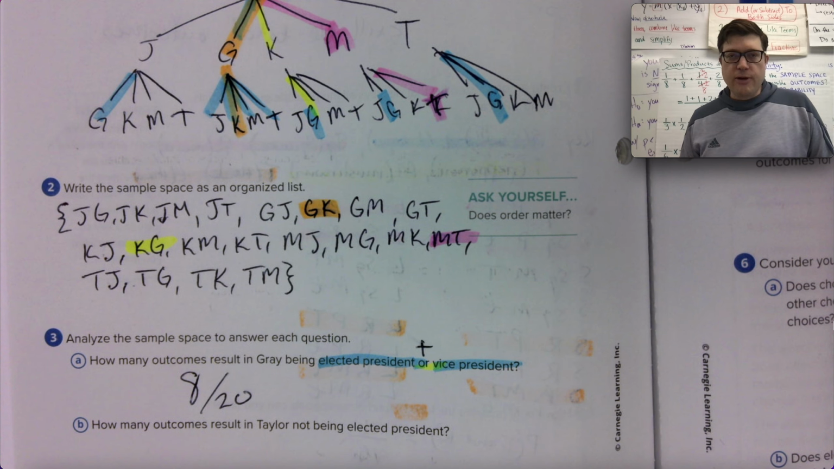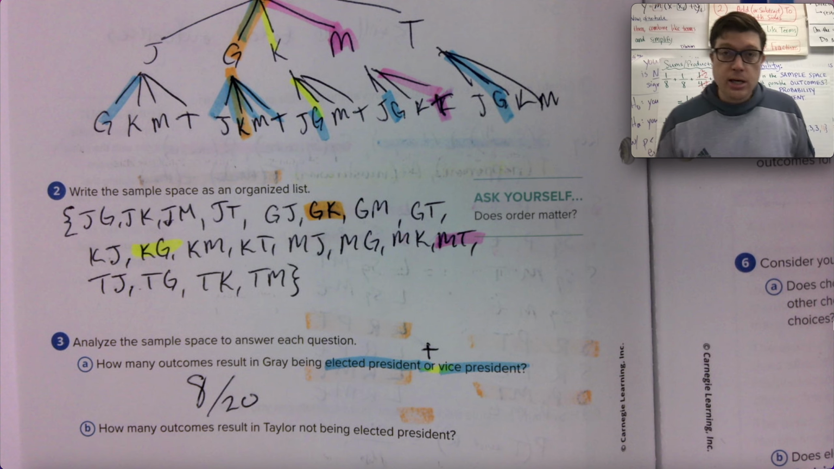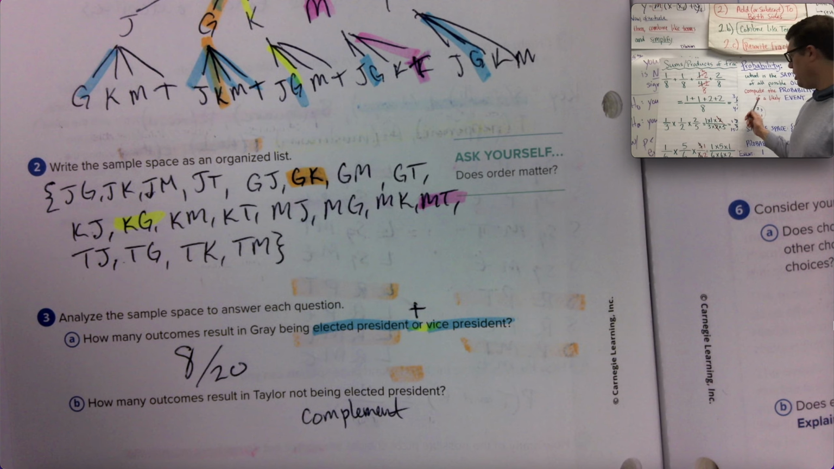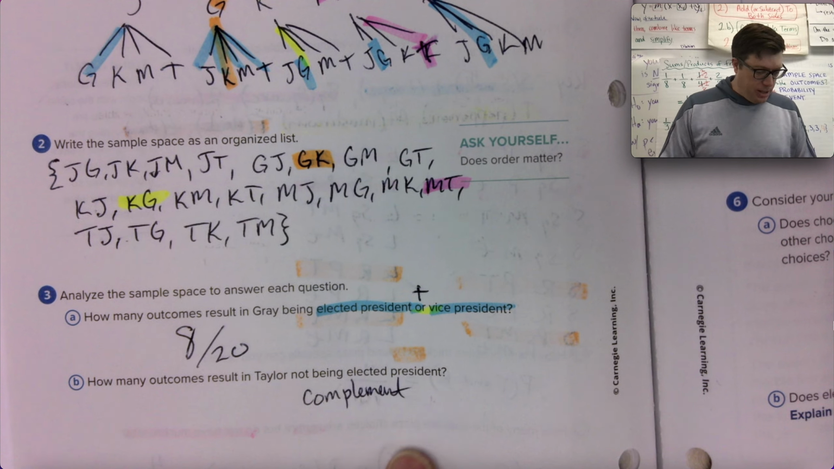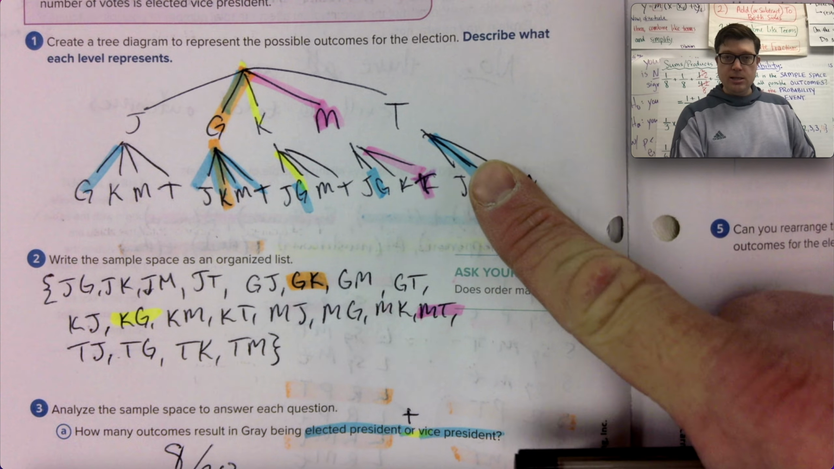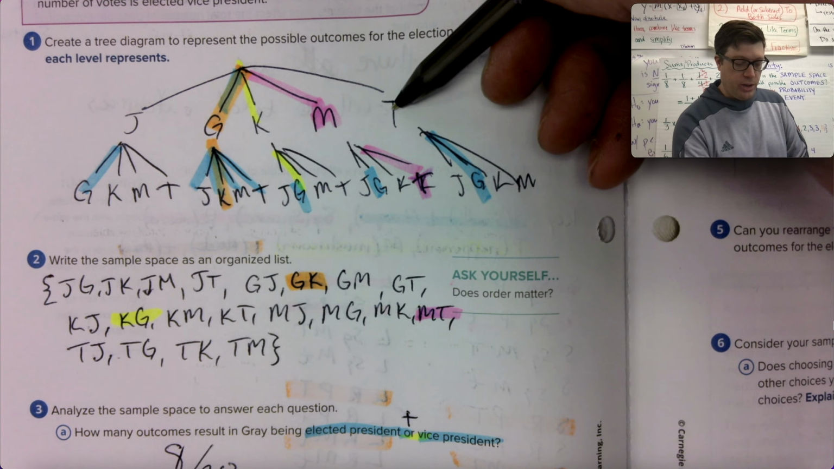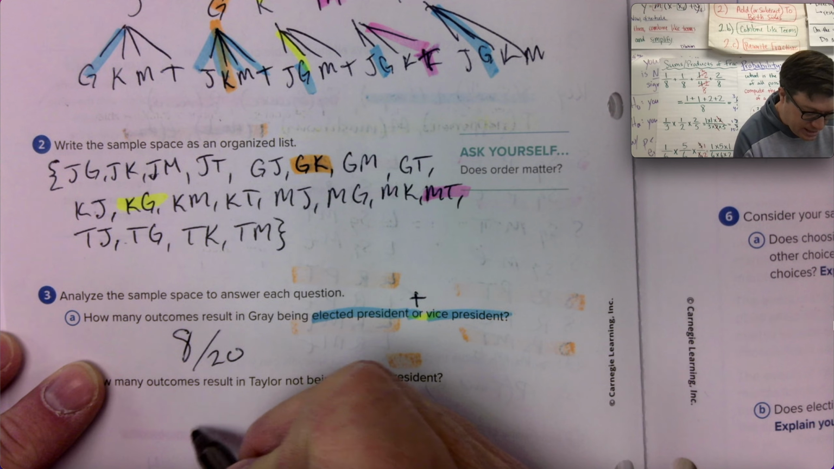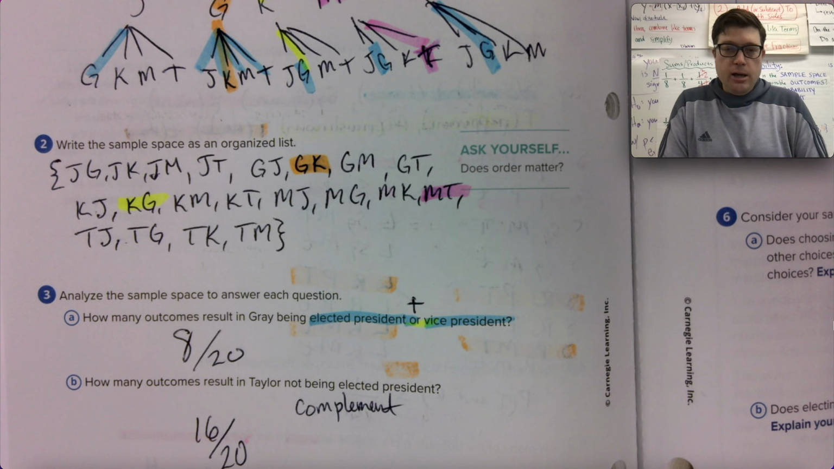How many outcomes result in Taylor not being elected vice president? Not something is the idea of complement, which is one of our probability vocab words. So how many outcomes result in Taylor not being elected president? That would be every one that's not the Taylor branch. So we would exclude all of the president's choices because here, Taylor is president with Jordan, Gray, Kelly, and Morgan being possible vice president choices for them. But in all of these other choices, Taylor is not the president. So there are a total of 16 scenarios where Taylor is not the president, and that's out of a total of 20. We have further questions to answer in the next video on page 779.